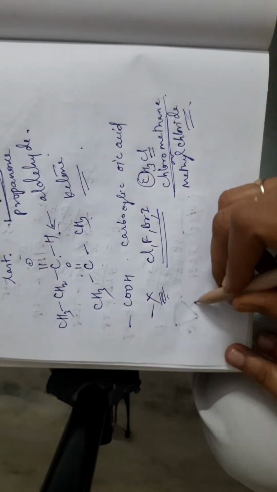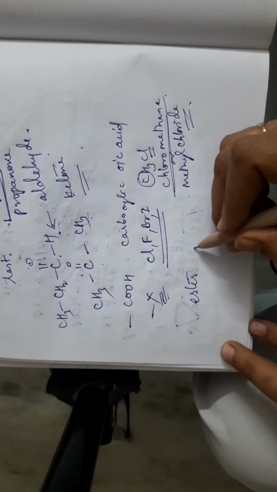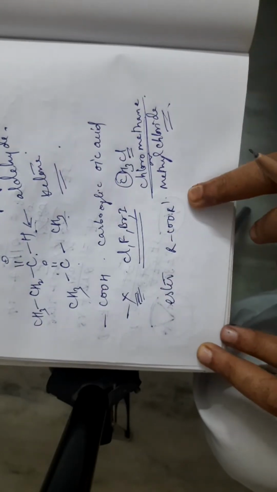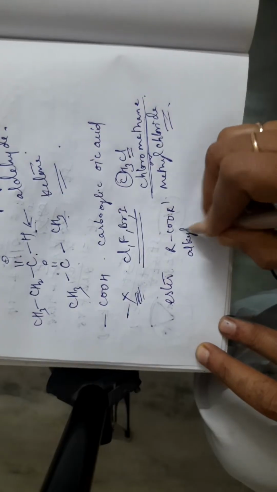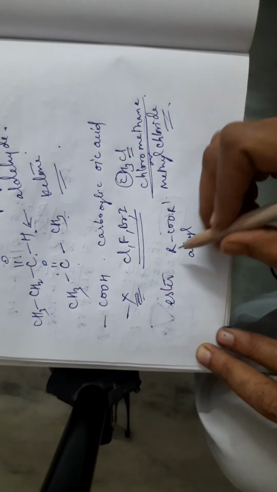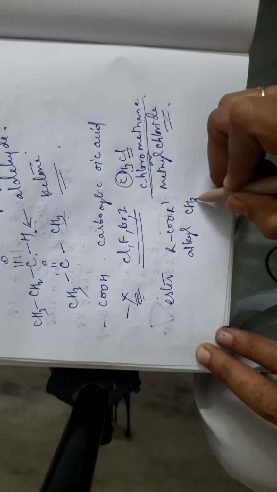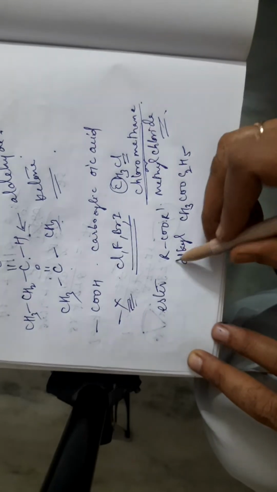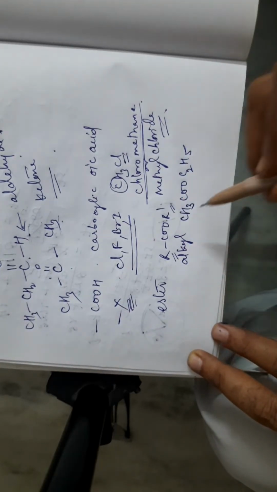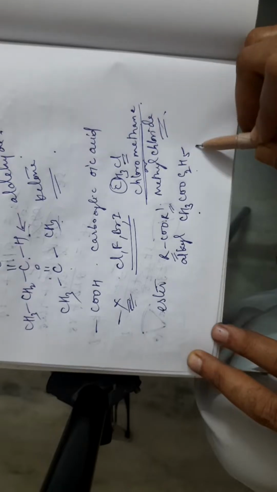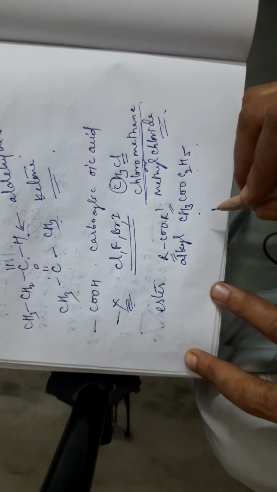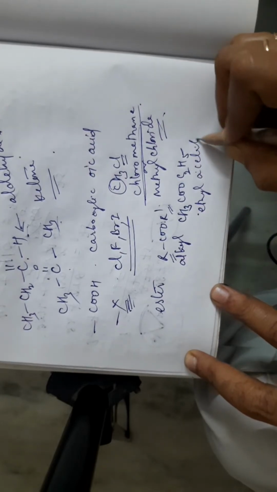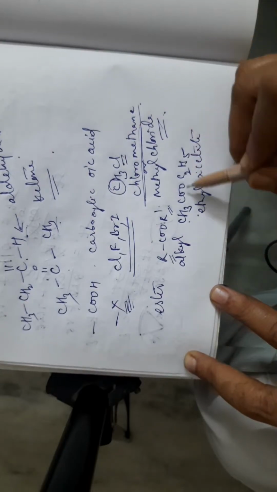Now the last one is the ester derivative, where it is RCOO R dash, where R and R dash stand for alkyl derivatives. So here R could be CH3 COO and R dash C2H5. R and R dash will be different derivatives, CH3 and C2H5. So this is ethyl acetate, or we can call it ethyl methyl ester.